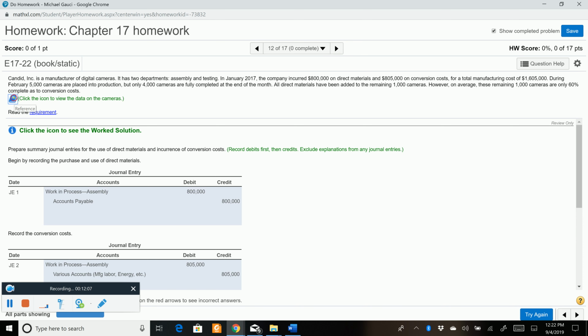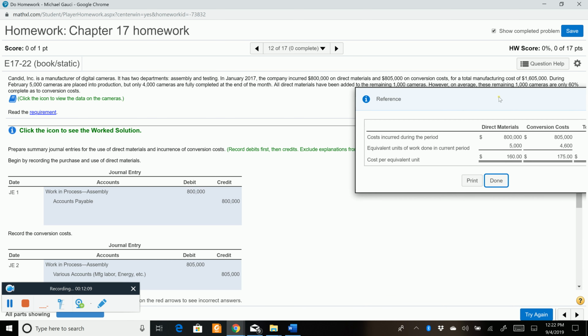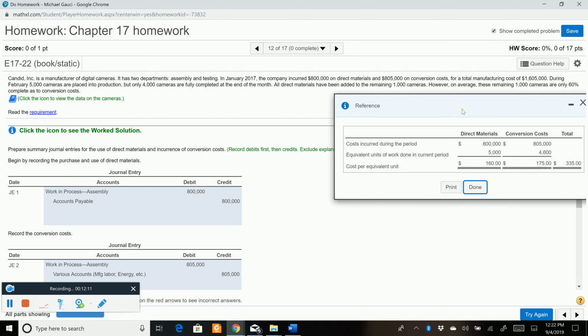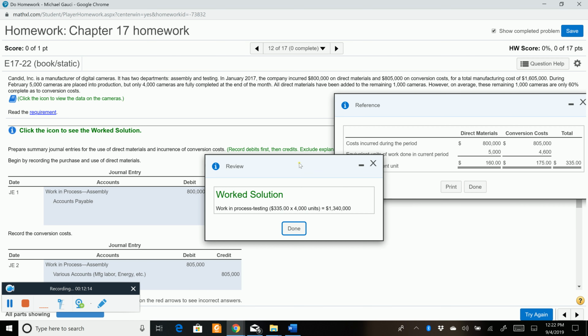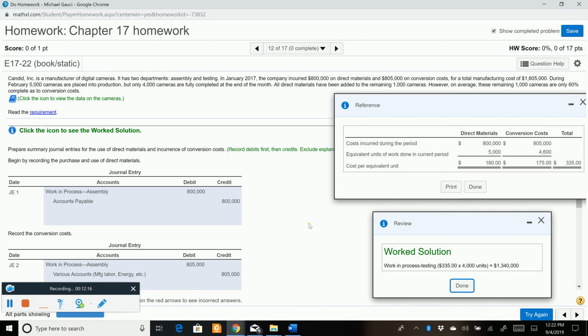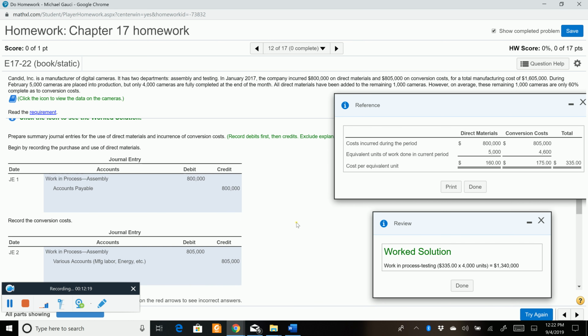Okay, we have a situation here where we've got journal entries that we are going to prepare. We have a company. They manufacture digital cameras. They have two departments, assembly and testing. Assembly is first and testing is second. In January, the company incurred $800,000 in direct materials and $805,000 on conversion costs. Remember, conversion is your labor and your overhead, for a total manufacturing cost of $1,605,000.